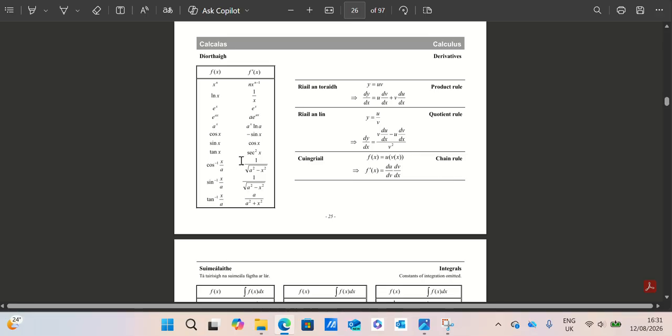Okay, so sine 3x goes to 3 cos 3x. Plus, and then I have cos 3x. So cos 3x goes to minus, okay, so I'll get rid of that plus actually, minus 3 sine 3x. Okay. That's the first one.